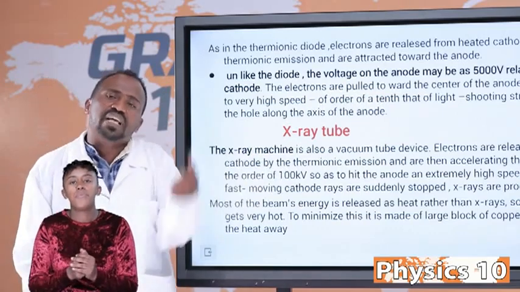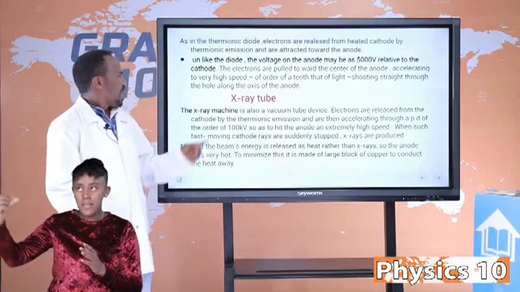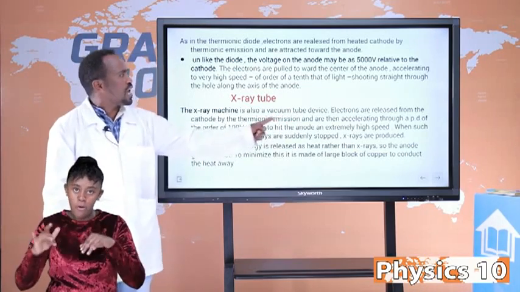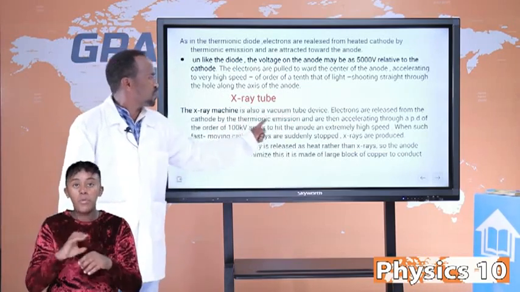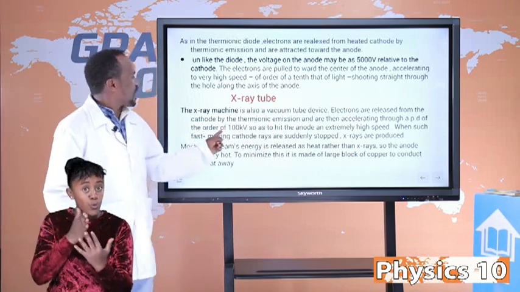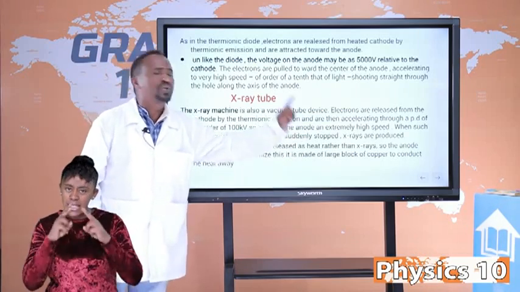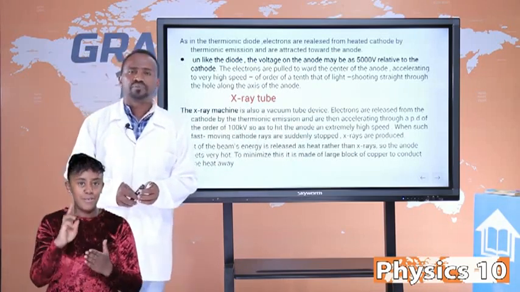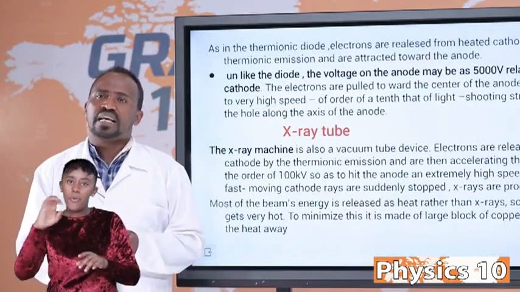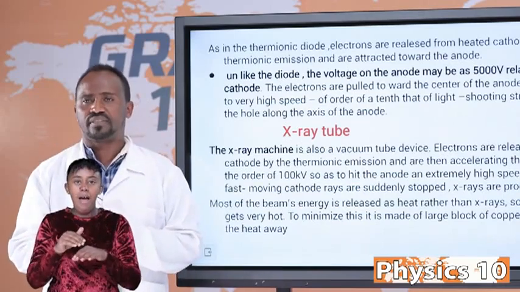So let's see, after looking at the cathode ray, let us see X-ray tubes. An X-ray machine is also a vacuum tube device. Electrons are released from the cathode by thermionic emission and are then accelerated through a potential difference of the order of 1,000 kilovolts so as to hit the anode at high speed. Student, when an electron is emitted from the cathode surface, it produces high energy when it strikes the anode surface.